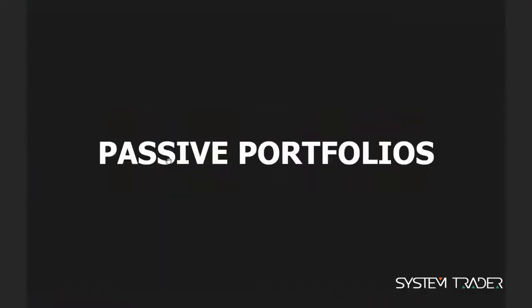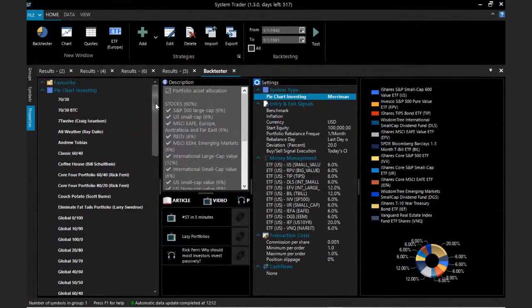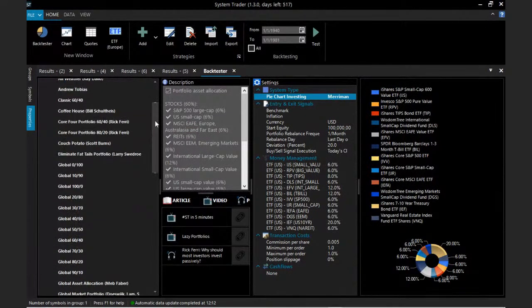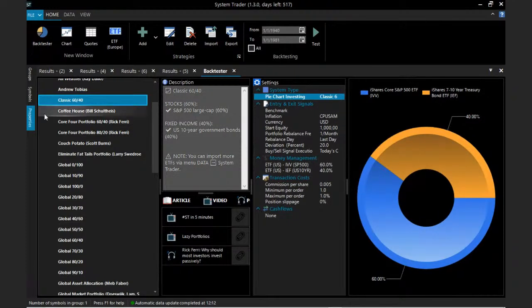So let's start with the passive portfolios. As I said, we have over 40 built-in portfolios already here. And let's start with something very, very simple, like, for example, the 60/40 portfolio, where we have 60% of the stocks from the S&P 500 biggest American companies, and we have also bonds. Like in that case, we have 7 to 10-year treasury bonds.